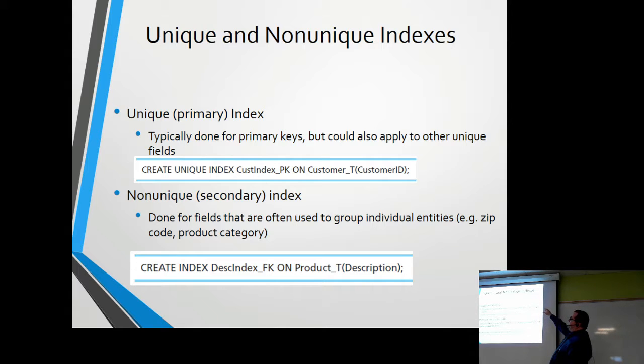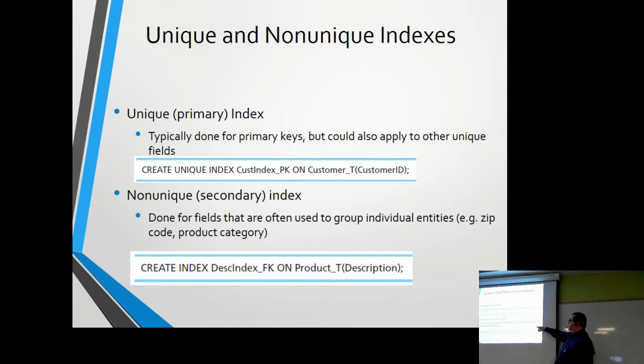All right, unique and non-unique indexes. Unique indexes are done for primary keys, but you could use other unique fields. These guys have customer ID, which is a primary key. In this case, well, they're treating it as a primary key. But like I said earlier, you could create a unique key on a username, or you could create a unique key on an email address so that people can't insert an email address twice. It's a good way to keep your data nice and clean.